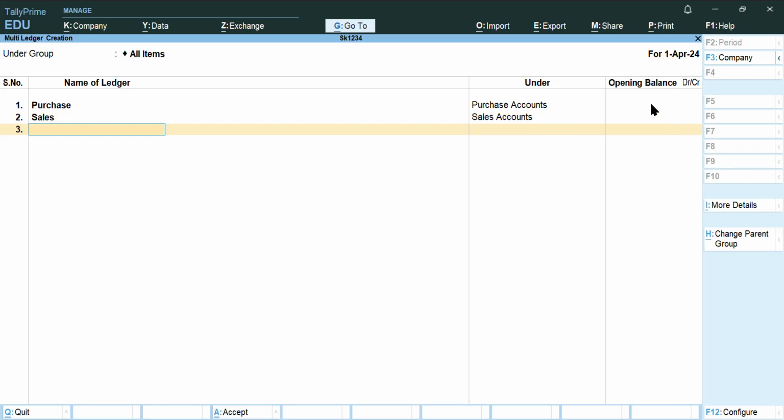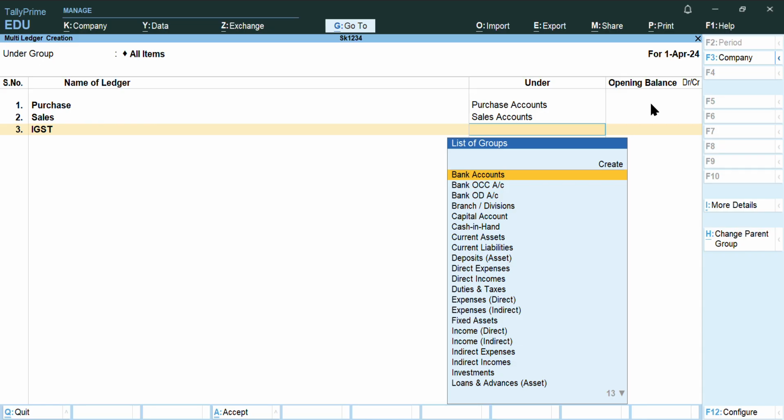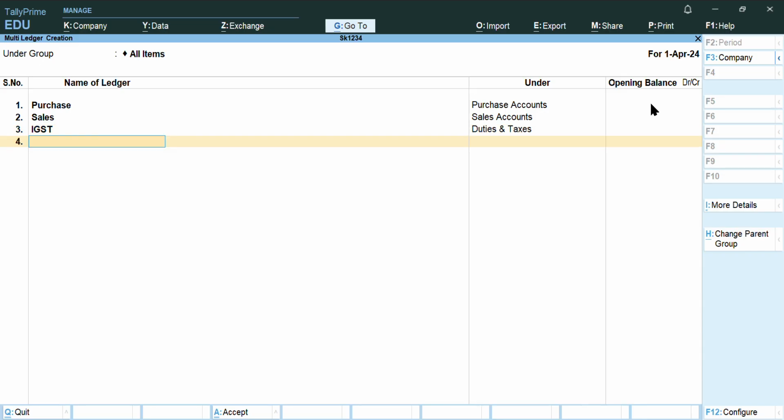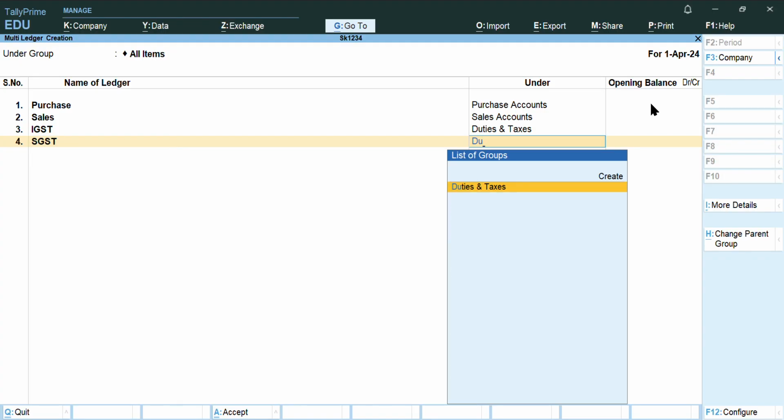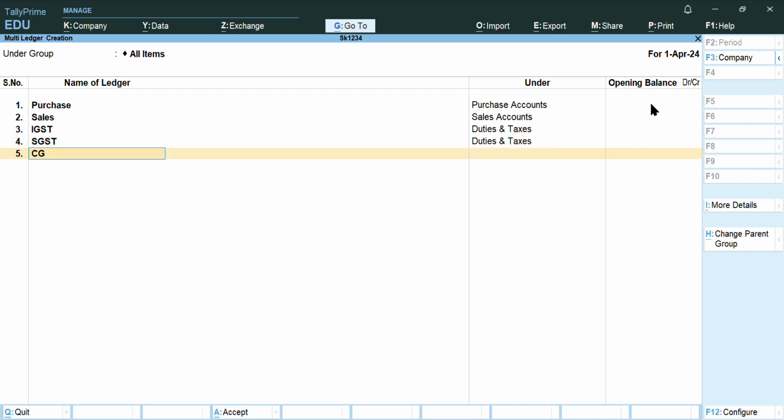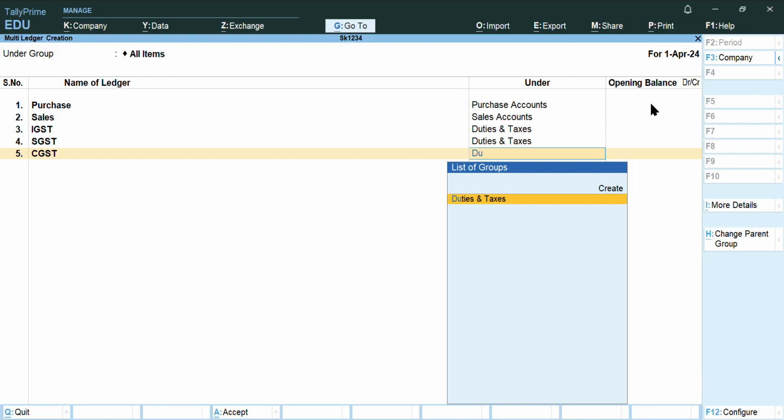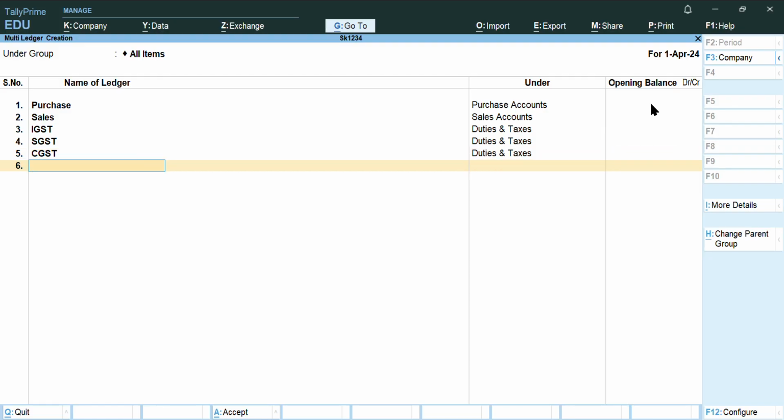Okay, then you have all the, say, IGST. I've just written the list and I'll just be writing this IGST. And the category for taxes is duties and taxes. Okay, then you have SGST. Again the category is duties and taxes. Then you have CGST. The category is duties and taxes. Then you had another account, discount allowed. Just checking this. Discount allowed.